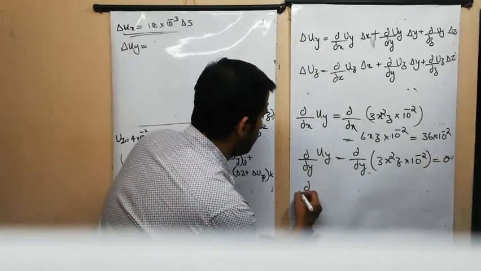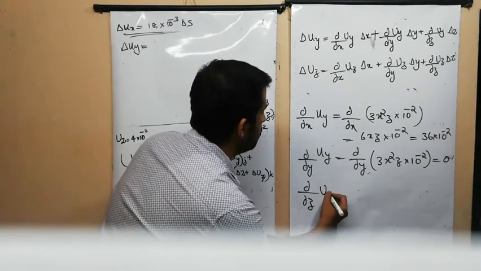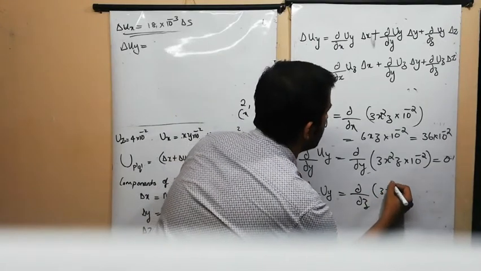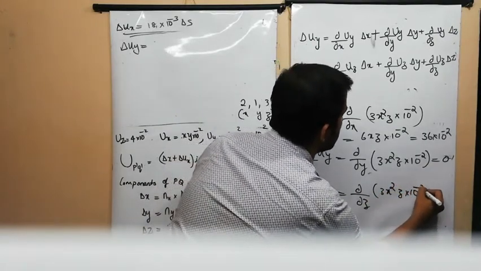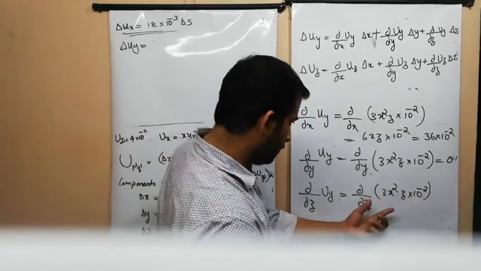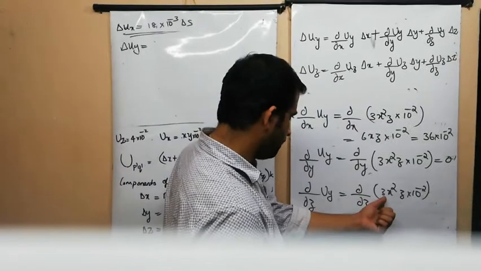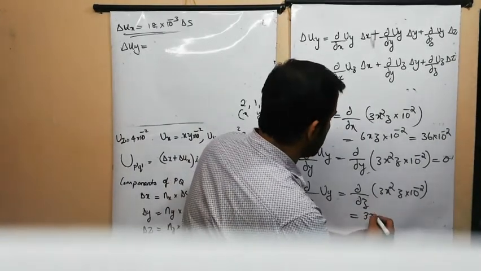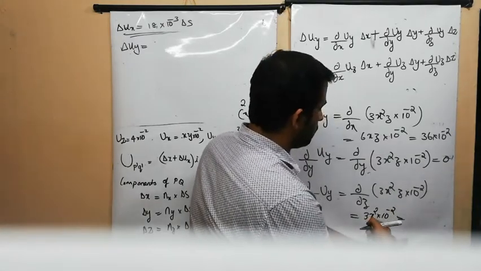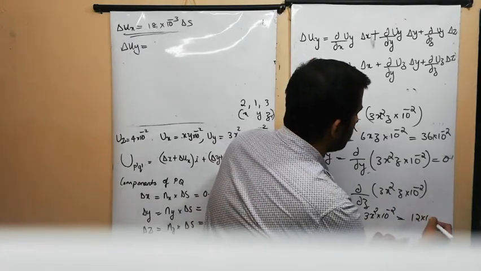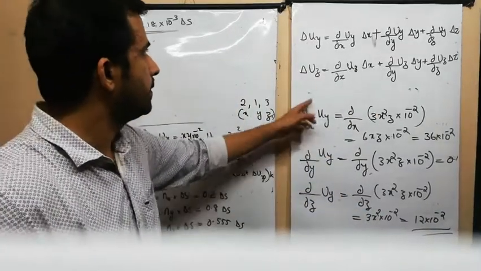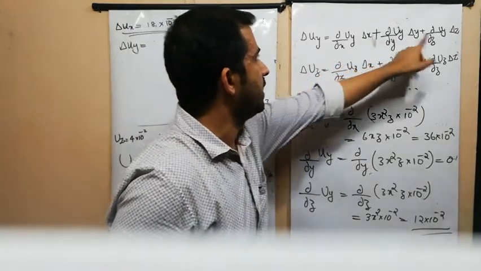Now dou by dou z of uy is dou by dou z of 3x square z into 10 power minus 2. With respect to z we make the differentiation: 3x square into 10 power minus 2, x is equal to 2, therefore 2 square is 4, 12, 12 into 10 power minus 2. This is the value for the coefficients of delta x, delta y and delta z.